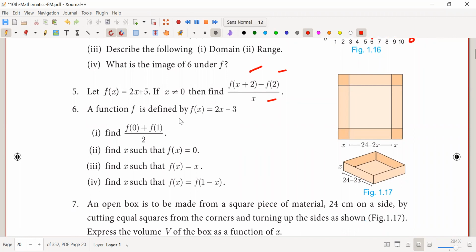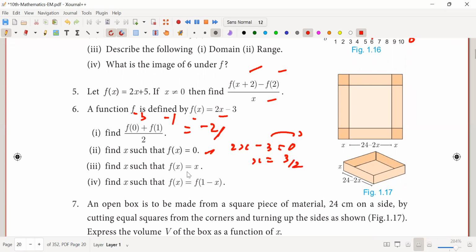Then a function f is defined by f of x equals 2x minus 3. Good. Then find f of 0 plus f of 1, divided by 2. F of 0 is minus 3. F of 1 is 2 minus 3, minus 1. Minus 3 minus 1 is minus 4, divided by 2, minus 2. Okay. Find x such that f of x is 0. If I put 2x minus 3 equal to 0, then x equals 3 by 2.